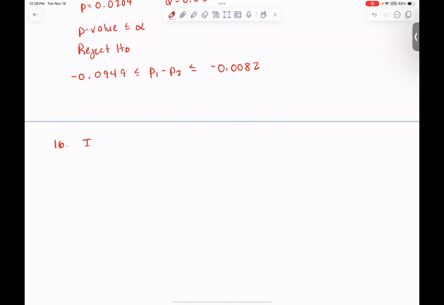So increasing sample size decreases the probability, the chance of a type 2 error.